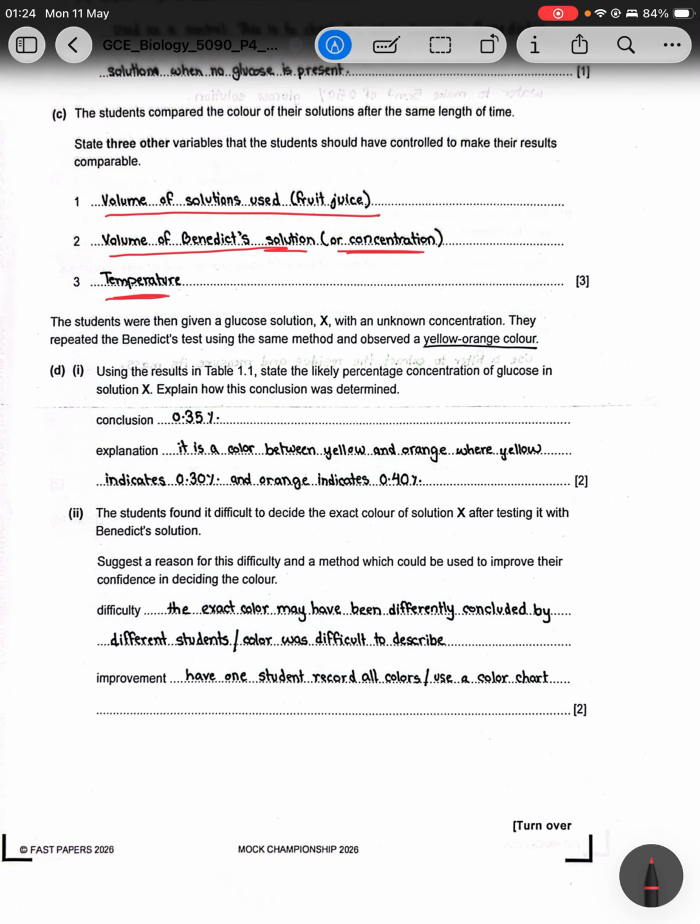The students were then given a glucose solution X with an unknown concentration. They repeated the Benedict test using the same method and observed a yellow-orange color. So in D1, using the results in table 1.1, state the likely percentage concentration of glucose in solution X. Explain how this conclusion was determined.